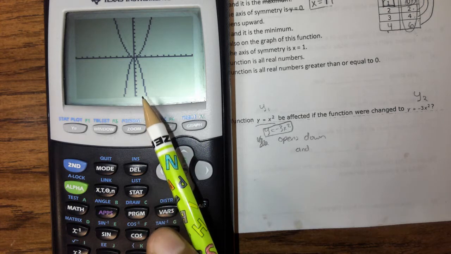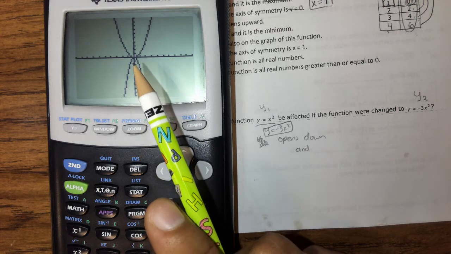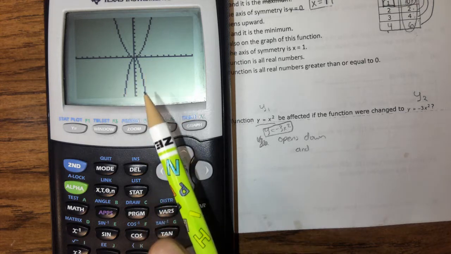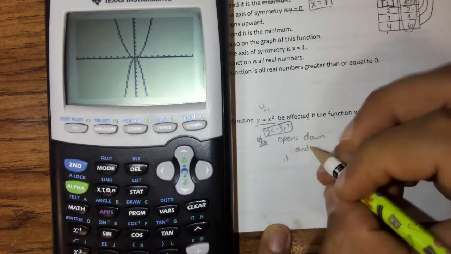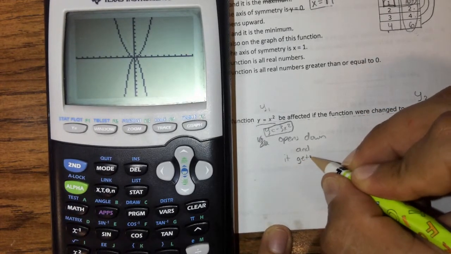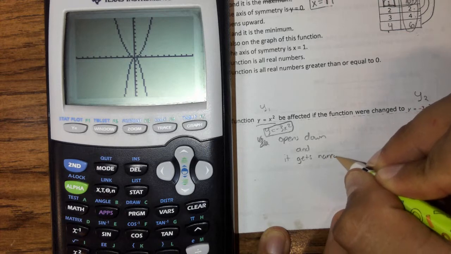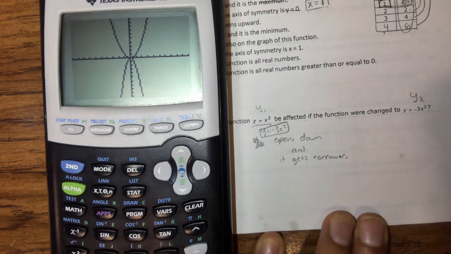So it does flip, and it also looks like it gets a little bit narrower, a little bit skinnier after it flips. So we can go ahead and say it opens down and it gets narrower, more narrow.